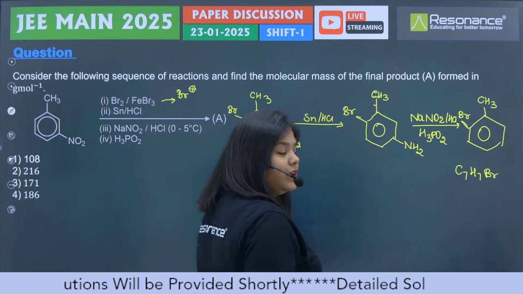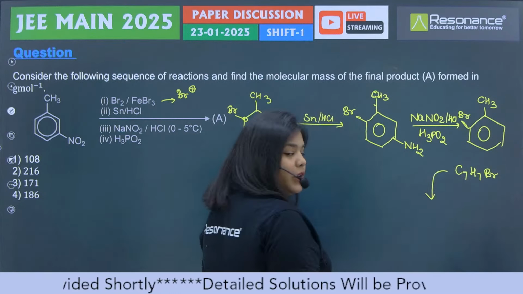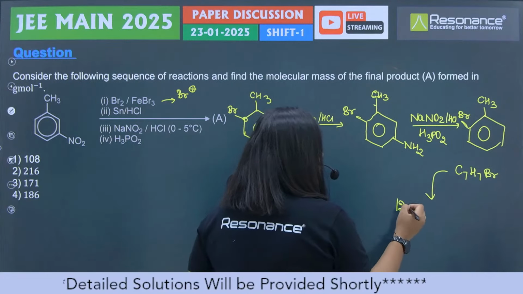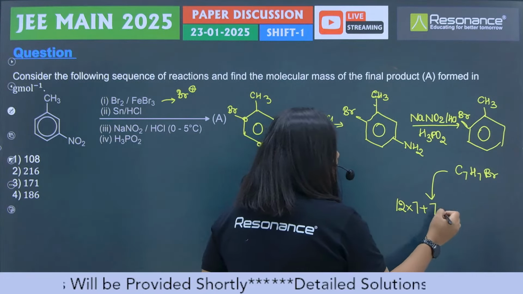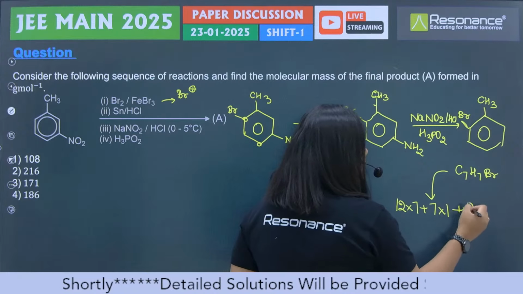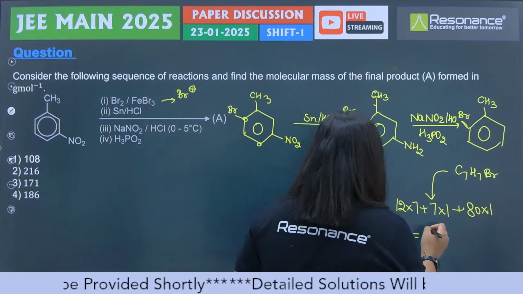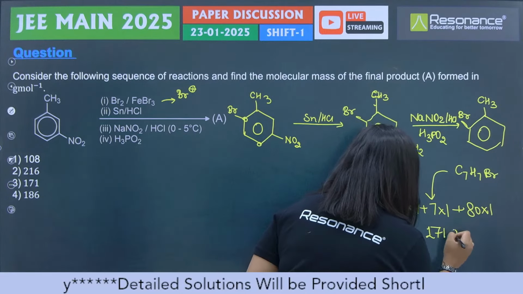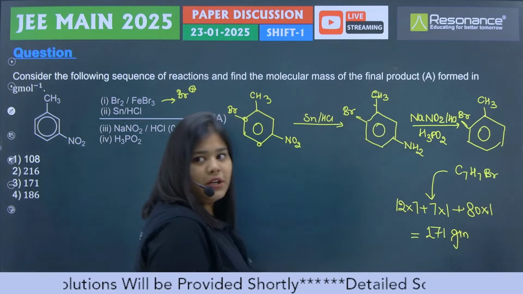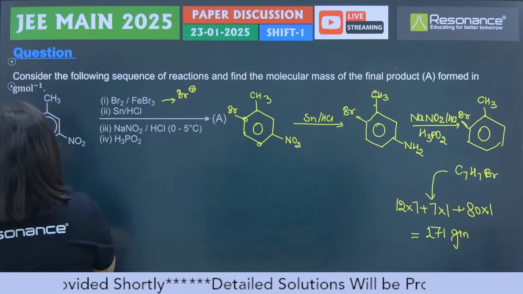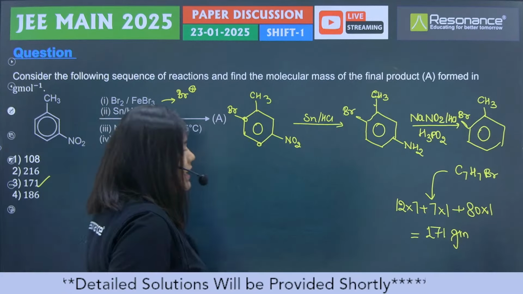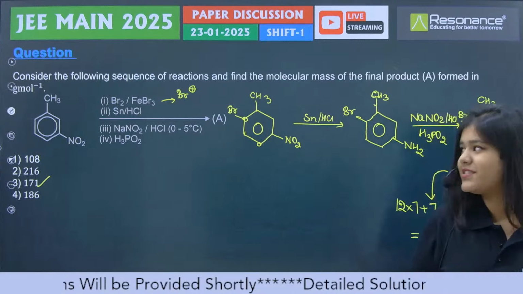C7H7Br. What do you need? Molecular mass. Molecular mass of carbon 12 into 7 plus 7 into 1 plus Br 80 into 1. When you find the answer, it comes out to be 171 gram. So the molecular mass is 171 gram. Option 3 is your correct answer. Hope you got this right, everyone.